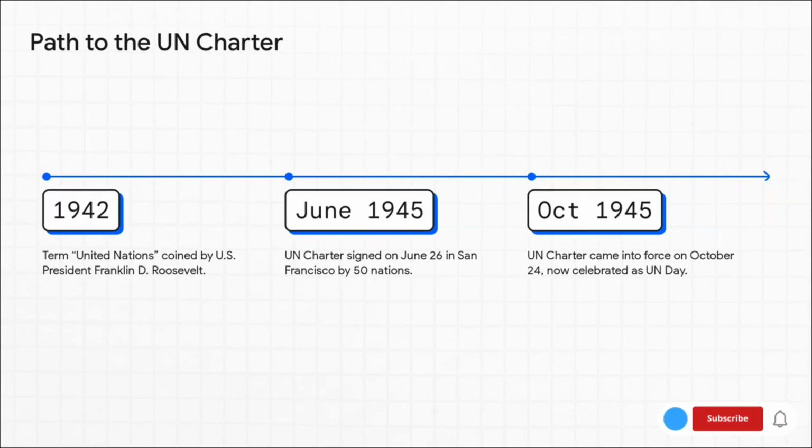So how did this all happen? The name itself, United Nations, actually came about in 1942, but the year you really need to remember for your exams is 1945. That's the magic year. The UN Charter gets signed in June, and then, this is the big one, it officially comes into force on October 24th, and that, of course, is the day we celebrate as UN Day every year.